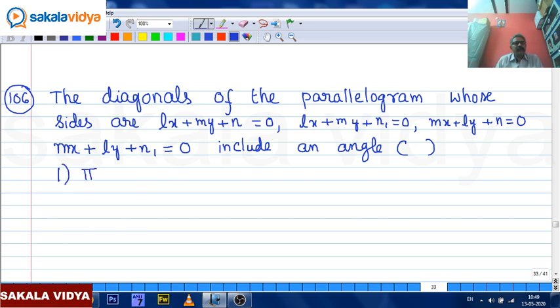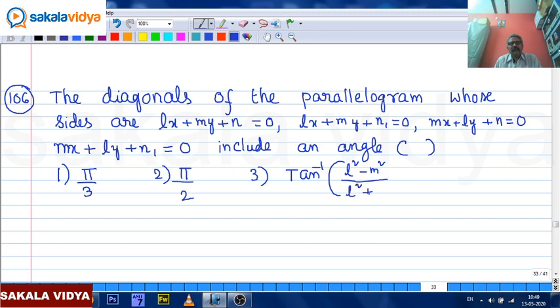First option pi by 3, second option pi by 2, third option tan inverse L square minus m square by L square plus m square. Fourth one, tan inverse 2 Lm by L square plus m square.